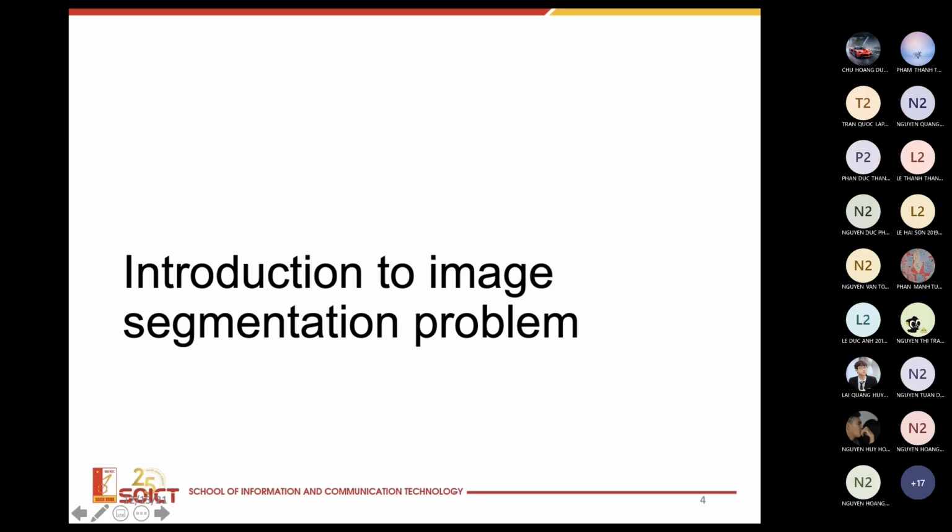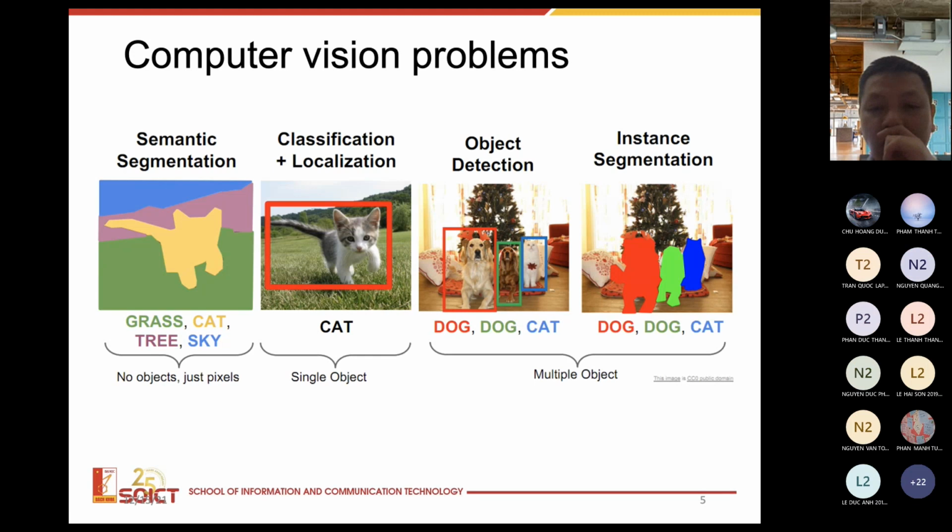Okay, so first, the introduction to the image segmentation problem. Here is a typical computer vision problem. We have the object detection problem, and the classification and localization problem: to classify the image to be one of various classes, and then localize the part of the image that makes up that classification. For example, here we need to determine that this is a cat, and then localize the cat in the image, right?